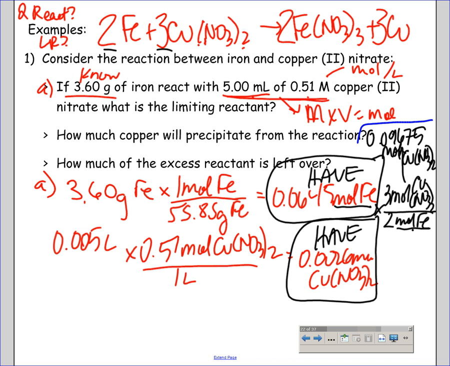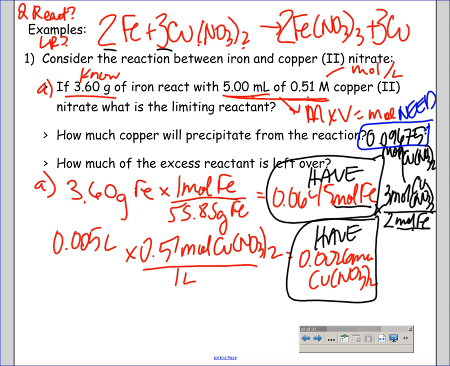That tells me they need up here 0.09675 moles of copper 2 nitrate. I need that much, and I have that much. I have 0.026. I need 0.09. What's wrong? I don't have enough, right? So do I know who my limiting reagent is? The copper 2 nitrate, the one I'm pointing at right here.